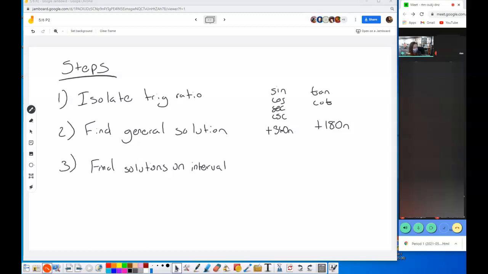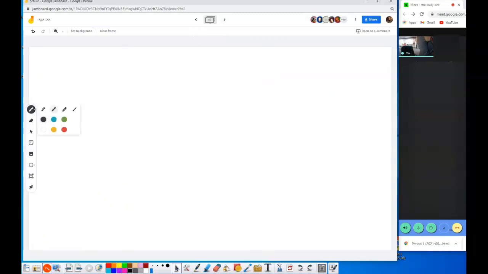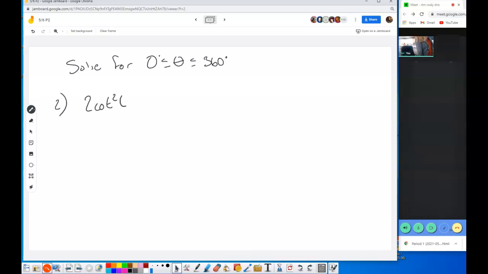Also, Camille mentioned earlier, for these practice problems, I didn't write the interval, which was my bad. I meant solve for theta between 0 and 360 degrees. Nice catch, Camille. And we'll look at number 2, which was 2 cotangent squared theta equals cotangent squared theta plus 1.